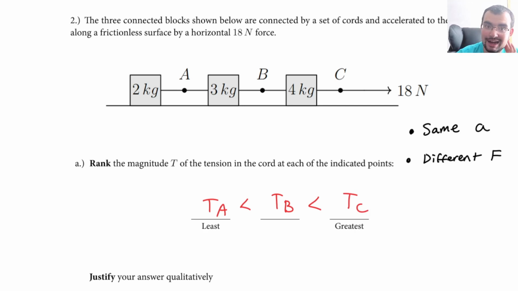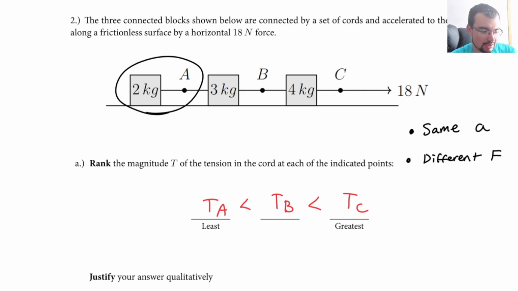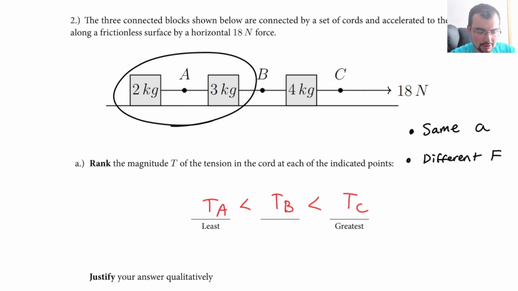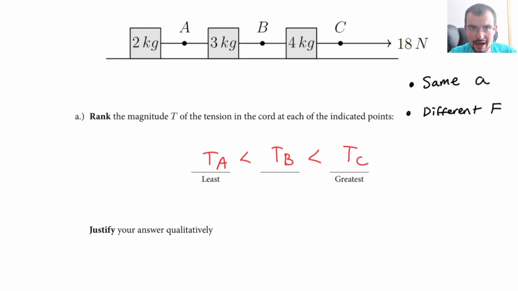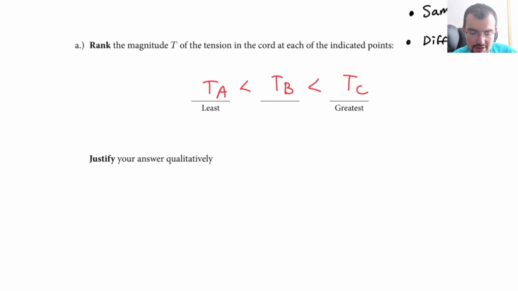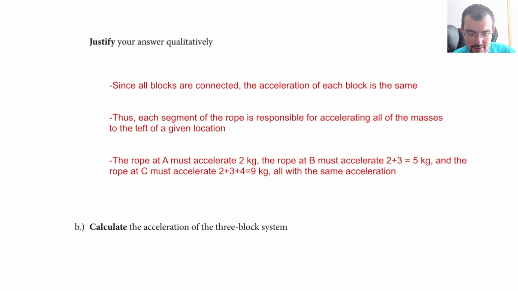Because each block has to have the same acceleration, but different string segments have to accelerate bigger masses. So A has to deliver some acceleration to a 2 kilogram. B has to deliver an acceleration to the 2 and the 3, and then C has to do the 2, the 3, and the 4. And since F net equals ma, it requires more force to deliver the same acceleration to more mass. And that's what I said here, right? We're just accelerating more mass as we go to the right.